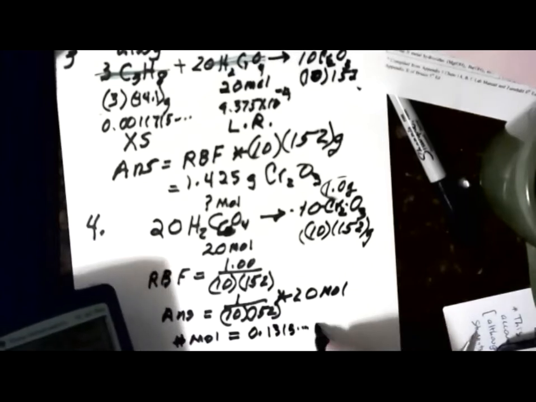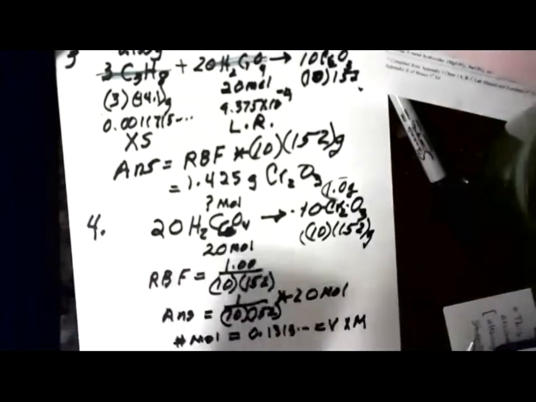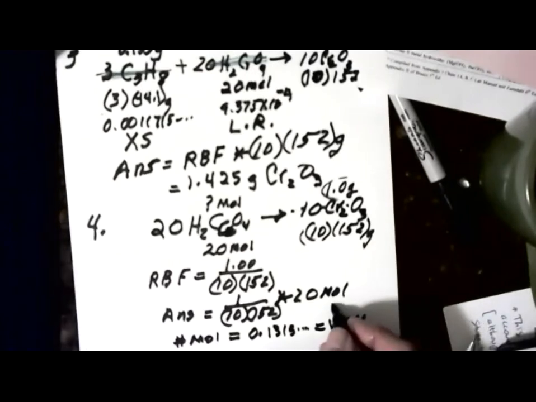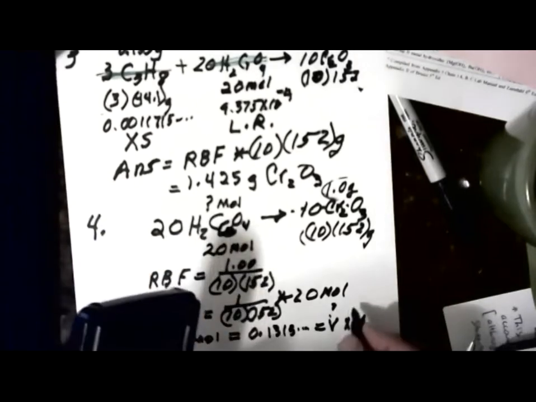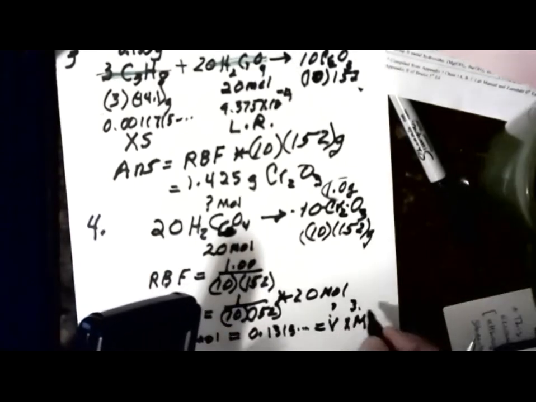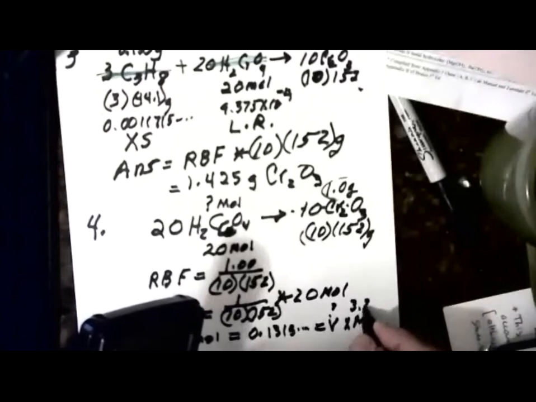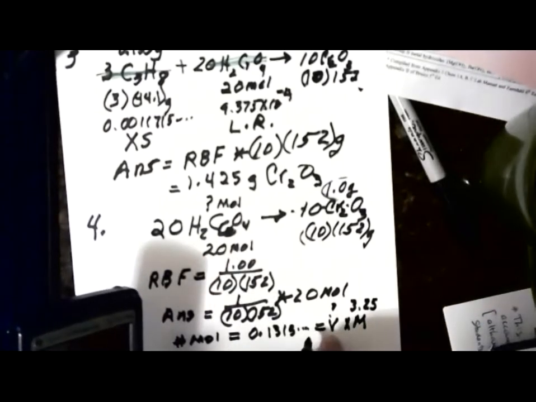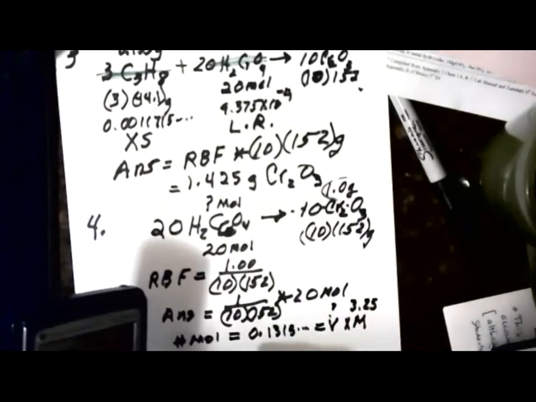Now that's got to equal the volume times the molarity. Now, what are we given in the problem? If I go back to number 4, the volume is what we're trying to calculate. We want to know what is that volume, but the molarity is given at 3.24. I'm sorry, 3.25. So to solve for V, I'm just going to divide both sides by 3.25.